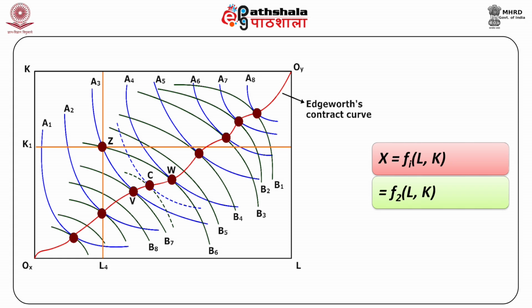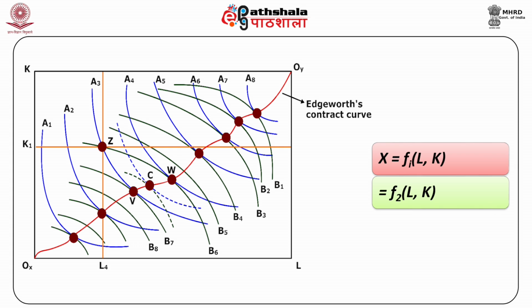What are we noticing? We said that we want to answer two questions. How does optimization take place? As we have shown, optimization takes place when the two isoquants are tangential to each other, and we have three examples for this at V, at C and at W. Similarly, we have got other pairings. We have a pair which is represented by A5 and B4. Similarly, B3 and A6, B2 and A7, and B1 and A8.